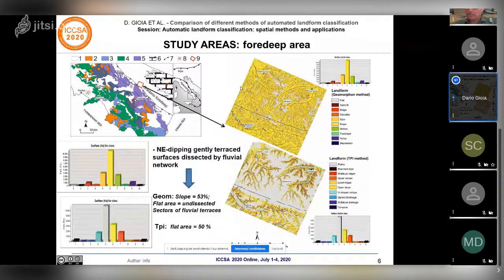The second test area is a simple landscape in the foreland of the southern Apennine chain. It is characterized by a wide terraced surface at the top of the landscape. This surface gently dips toward the northeast and is incised by minor rivers and fluvial channels. Also in this case, the two maps show different results. The TPI-based map is dominated by the flat class, which mainly coincides with the terraced surface. The slope class is the largest one in the geomorphon map, whereas flat areas cover only 10% of the study area. The geomorphon algorithm is able to discriminate the central and undissected subhorizontal sector of the terrace, but low-angle surfaces and steep slopes are not differentiated.